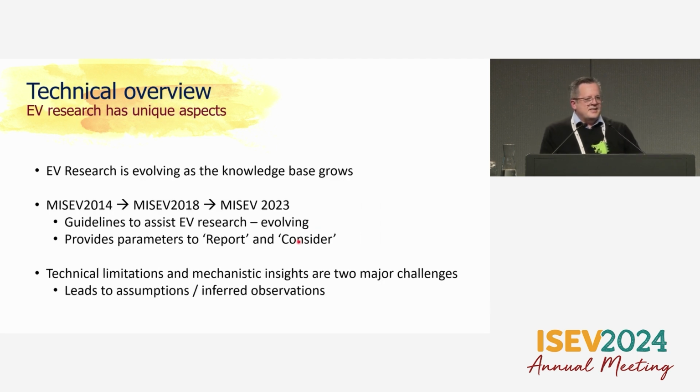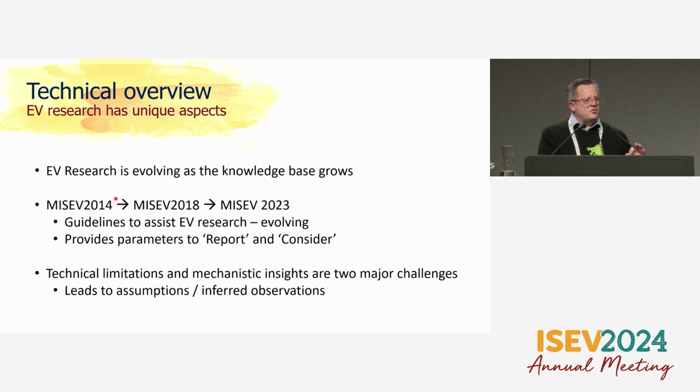EV research has, as we all know, some quite unique aspects. And I think EV research is obviously evolving as the knowledge base grows. We've seen so many papers coming out, contributing to our knowledge base around EVs. And we've got guidelines, such as the MISEV guidelines, which first came out about 10 years ago, as everyone will know. That's grown into what was MISEV 2018, which had just over 300 authors in the community, to the recent MISEV 2023, which has over 1,000 authors. So the community has really been involved in developing these guidelines for the field.